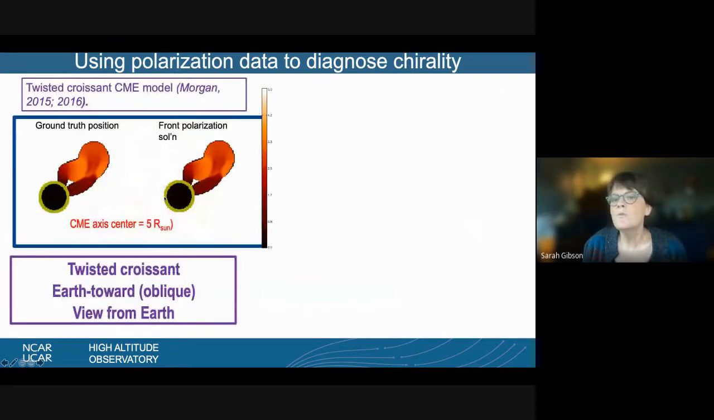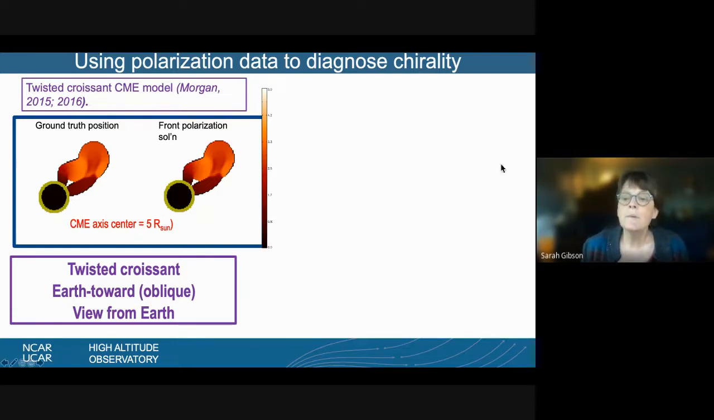So let's look at this with forward models now, in particular going back to the Morgan-Poisson model, which has a parameter that can be used to incorporate an overall twist of the croissant of the CME structure. And these figures are showing the model ground truth three-dimensional position of the center of mass along the line of sight, as I've been showing all along, but this is showing you close to the sun, within 5 solar radii. And this is a case where there's a CME moving toward the Earth, but along an oblique angle. And we're looking at it as though we were looking from the Earth.